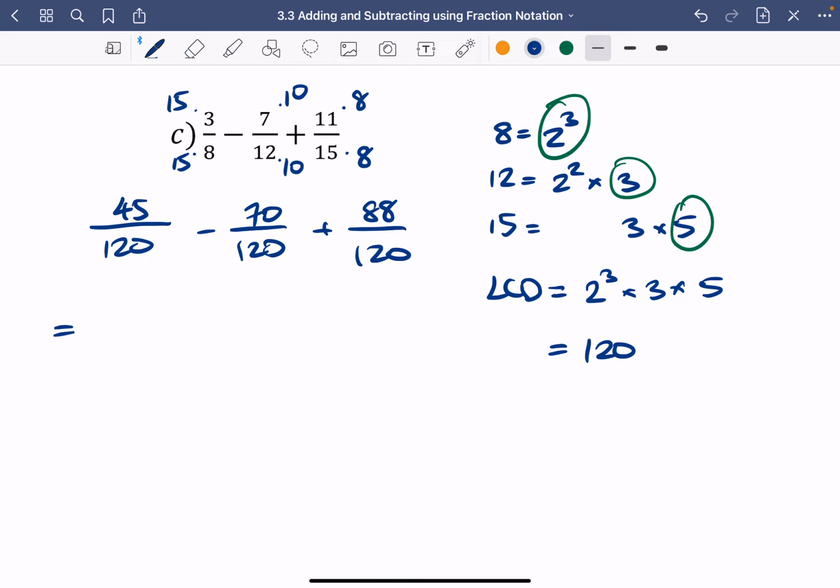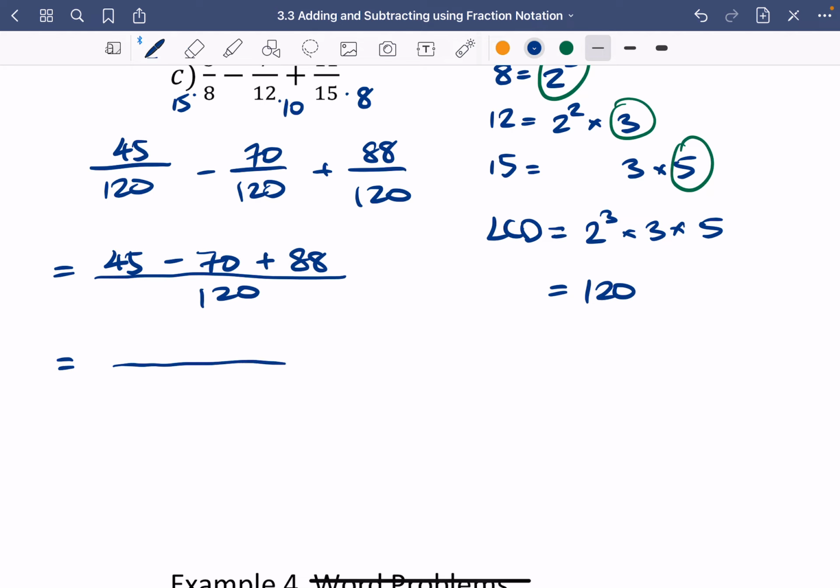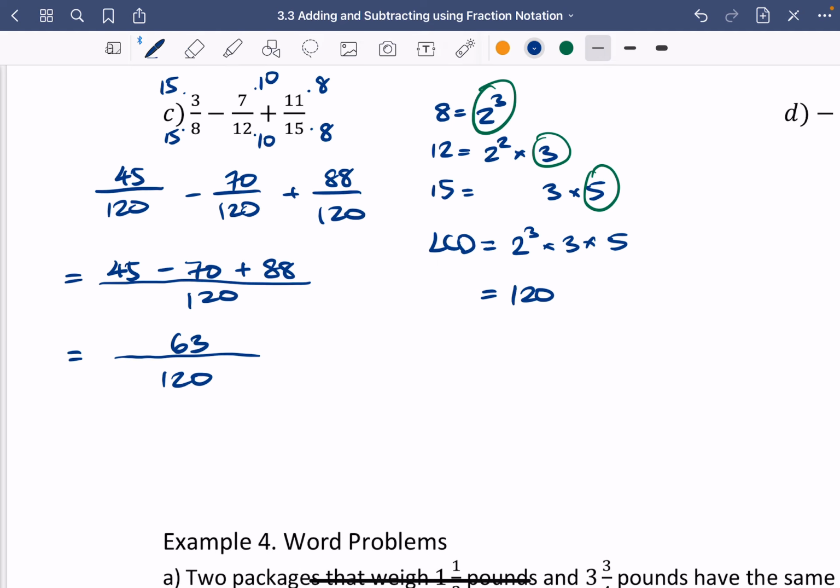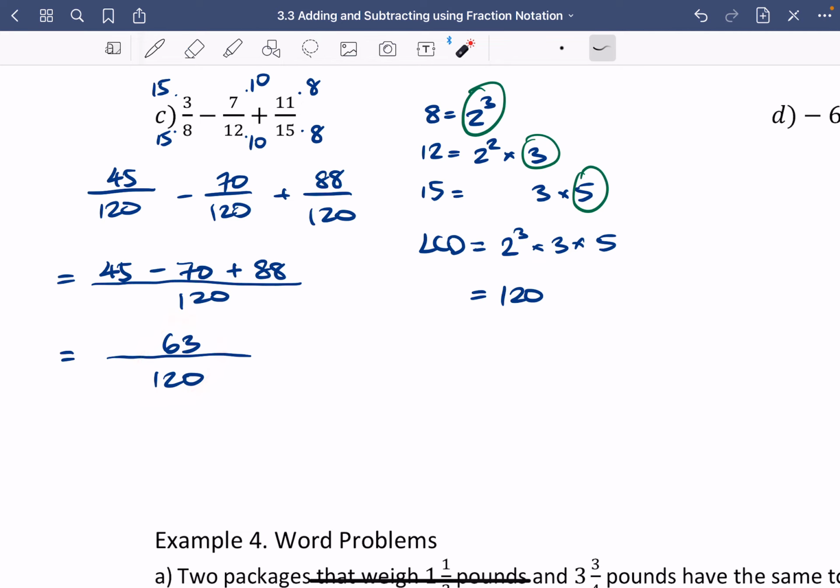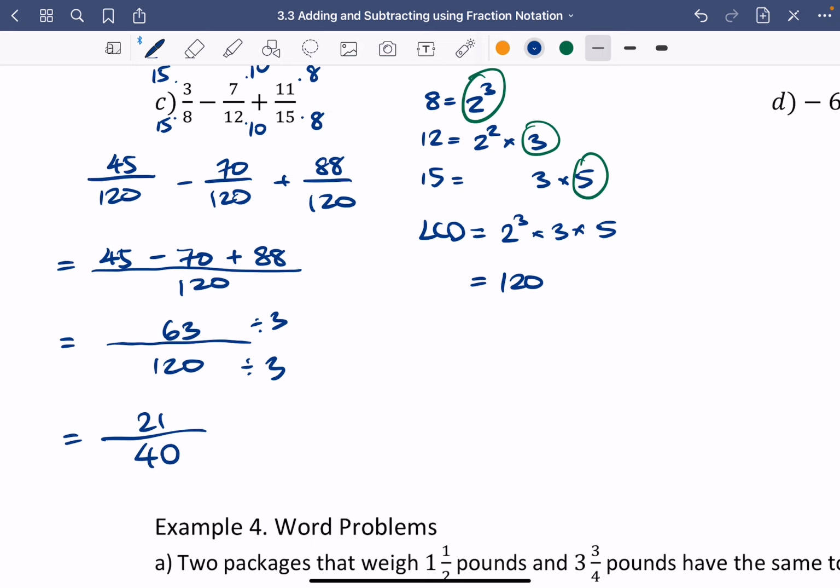Okay. So then, because the denominators are all the same, we can just combine the numerators. So that's 45 minus 70 plus 88. And so all together over 120, the denominator doesn't change. And so that will equal 63 over 120. And so notice how both 63 and 120 are divisible by 3. So we're going to divide both the top and bottom by 3 to simplify them. And so that will give me 21 over 40.